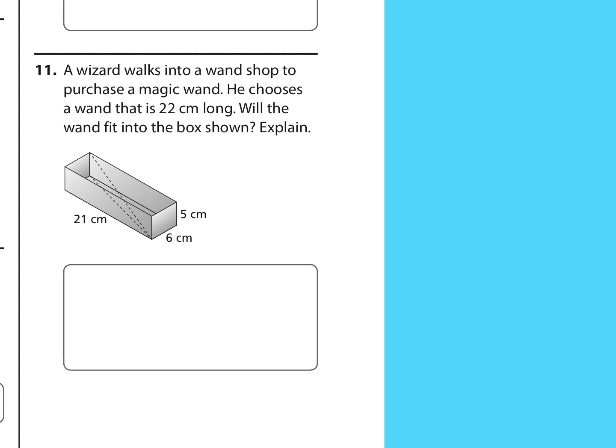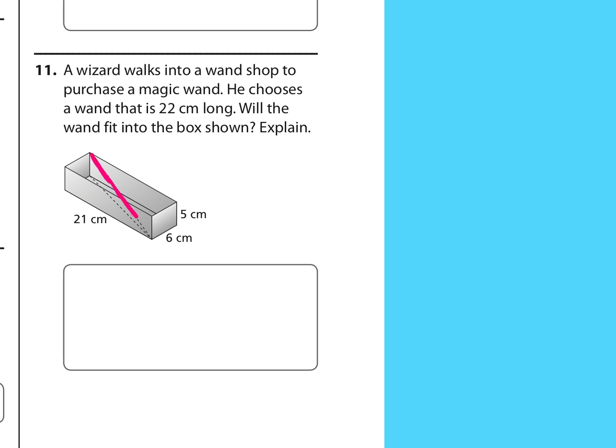Number 11. A wizard walks into a wand shop to purchase a magic wand. He chooses a wand that is 22 centimeters long. Will the wand fit into the box shown, and explain? So in this problem, we need to know if it will fit diagonally in this box.